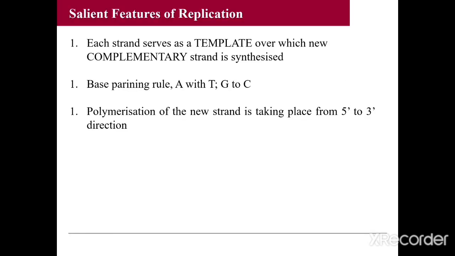What are the salient features of replication? Each strand acts as a template over which a new complementary strand is synthesized, and it follows the base pairing rule. That is, adenine pairs with thymine and guanine pairs with cytosine. Then polymerization of the new strand takes place from 5' to 3' direction.